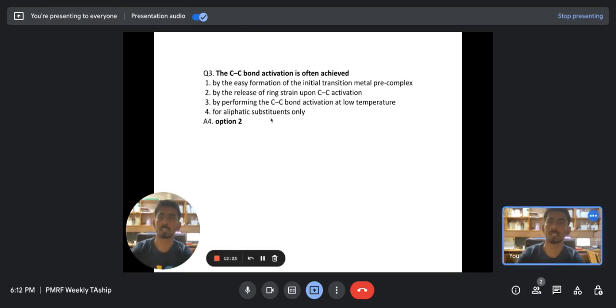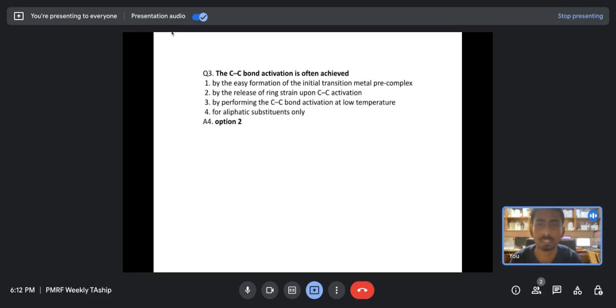All right. This is the third question, regarding CC bond activation, which is often achieved by which of the following pathways? By the easy formation of the initial transition metal precomplex, by the release of ring strain, by performing the CC bond activation at lower temperature, or for aliphatic substituents only. Now the correct option is option 2, by the release of ring strain upon CC activation.